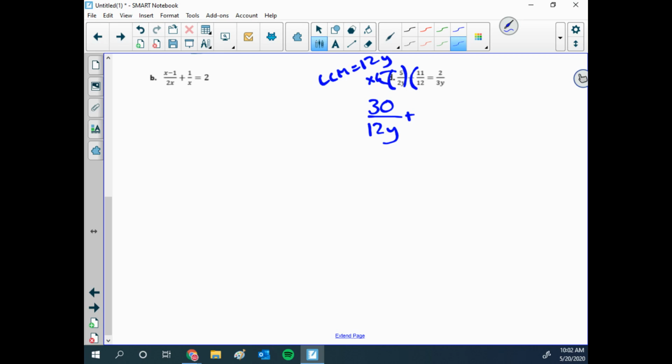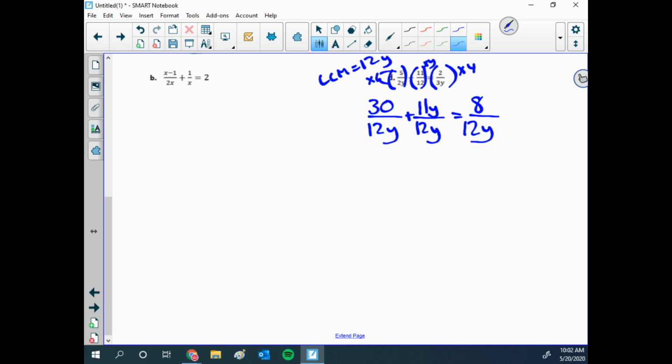plus, I just need to take this and times it by y. So to the top and bottom, that would just be 11y over 12y, equals, I need to take this fraction and times it by 4 to get the denominator to be 12y. So 2 times 4 is 8 over 12y.